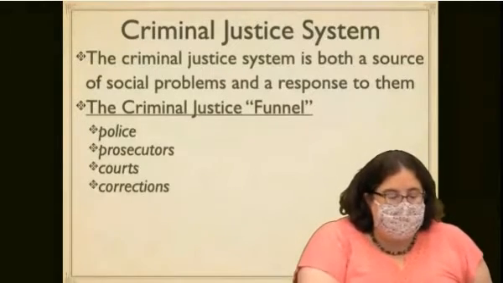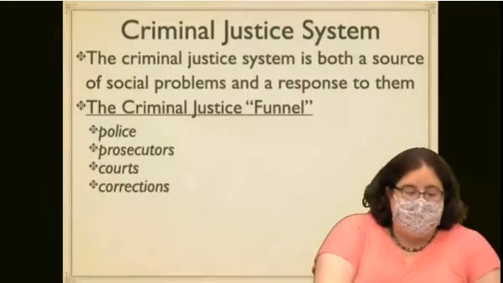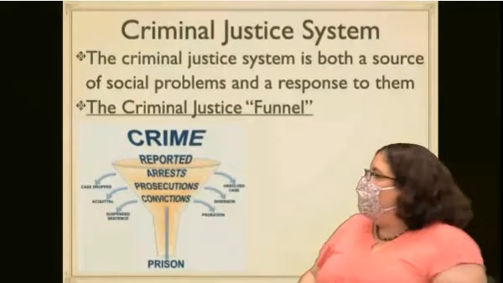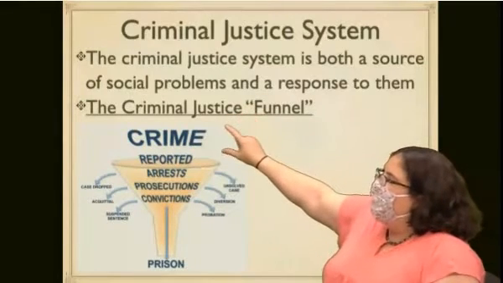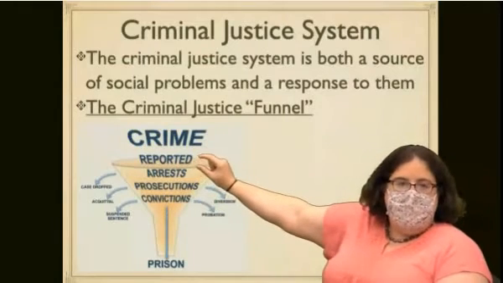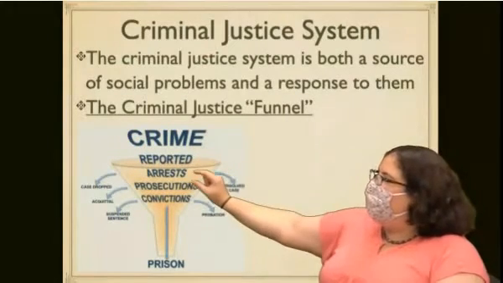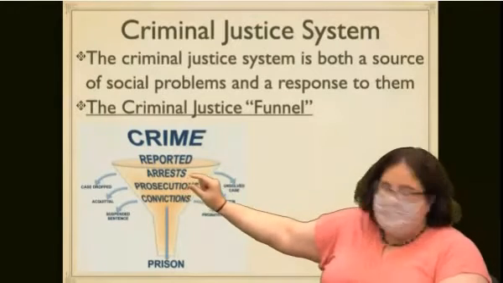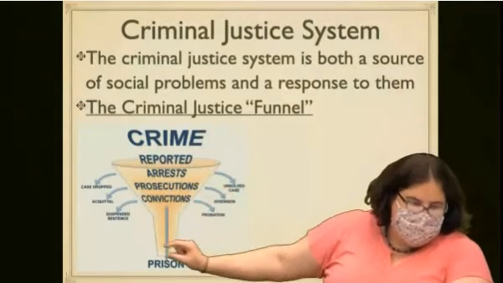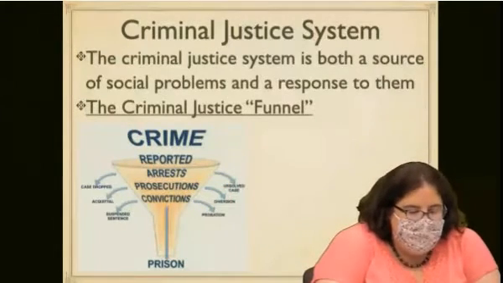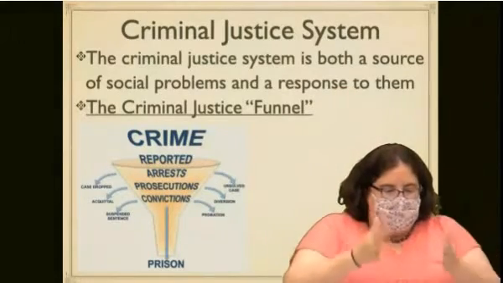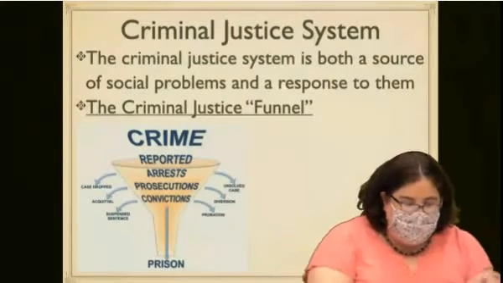But in terms of the funnel, the image here, I should have put it next to these four things, but it looks like this, right? Here's all the crime that's committed, but as we know, only a portion of the crime that's committed is actually reported, right? And of the reported crimes, only so many of them result in arrests. And of those arrests, only so many result in prosecution and conviction and prison, right? So at all levels of the criminal justice system, we're kind of narrowing down who is involved.